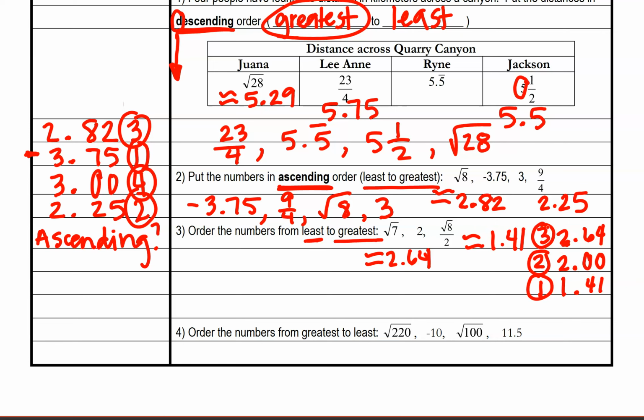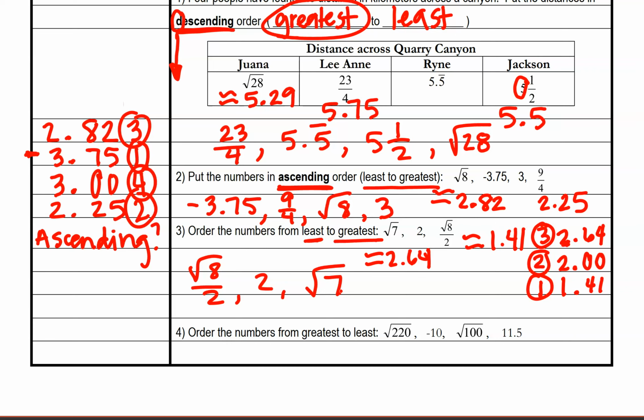All right, so now we have our least to greatest. Now we can order them. And again, we will place them in the original form. So my first number is 1.41. My original form was square root of 8 over 2. Number 2 is just a number 2. And the last number, our biggest number, was 2.64, and that was square root of 7.